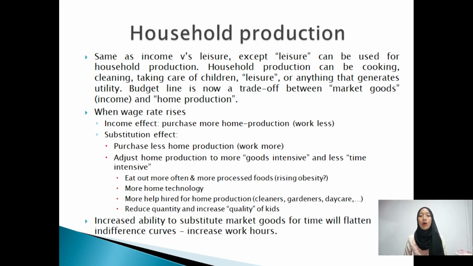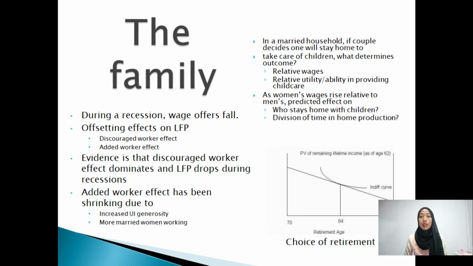Second is the family labor supply. In a married household, if a couple decides one will stay at home to take care of children, what determines the outcome? Relative wage, relative utility, or ability in providing childcare. As a woman's wage rises relative to men's, what is the predicted effect on who stays home with children and the division of time in home production?